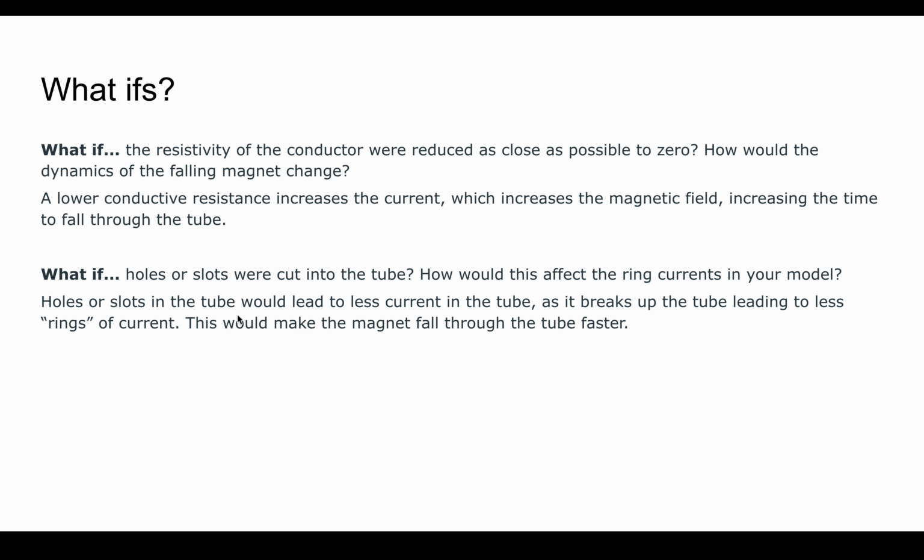What if holes or slots were cut into the tube? How does this affect the ring currents in your model? Holes or slots in the tube would lead to less current in the tube as it breaks up the tube, leading to fewer rings of current. And this would make the magnet fall through the tube faster.